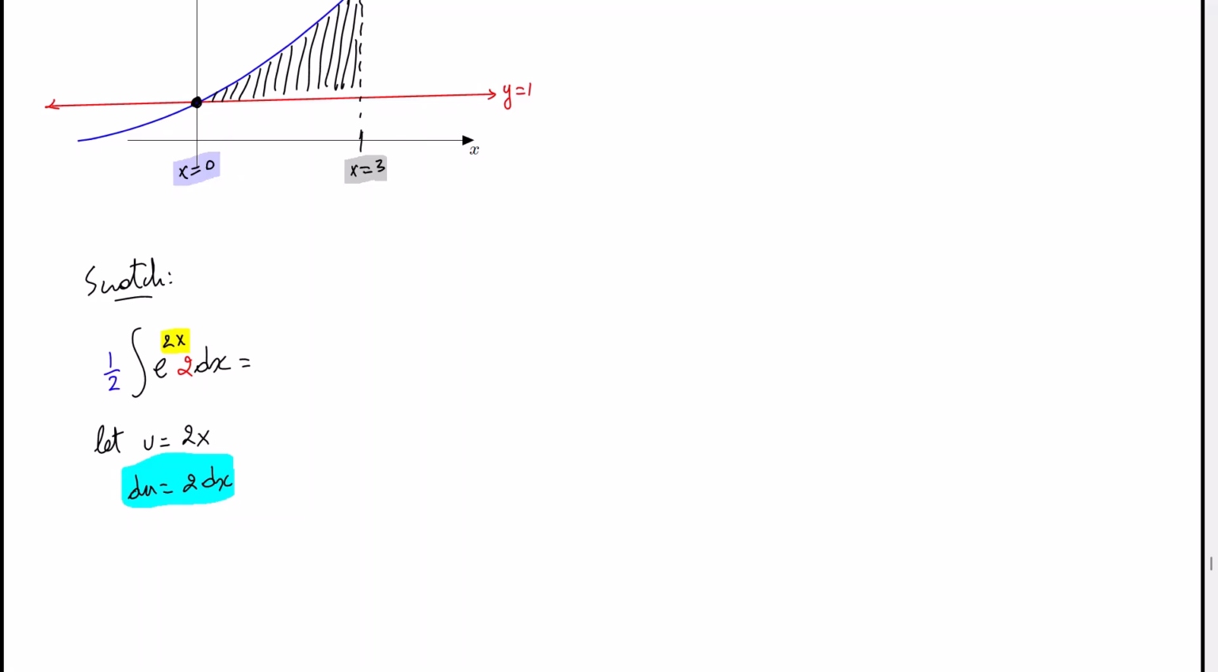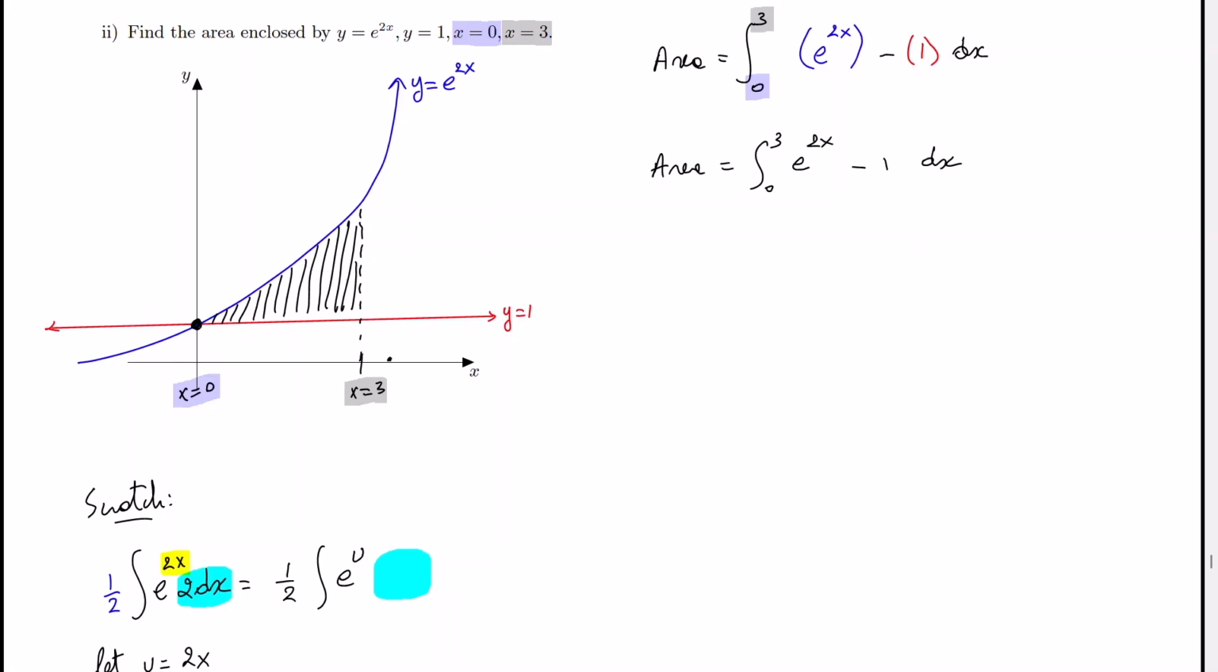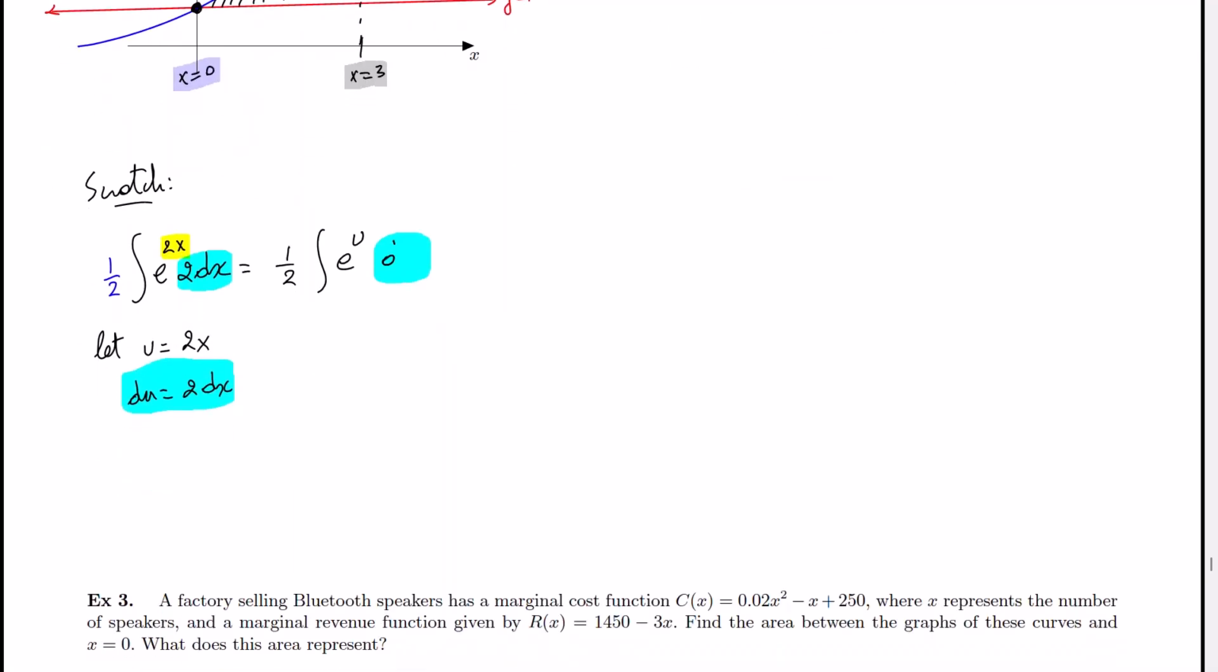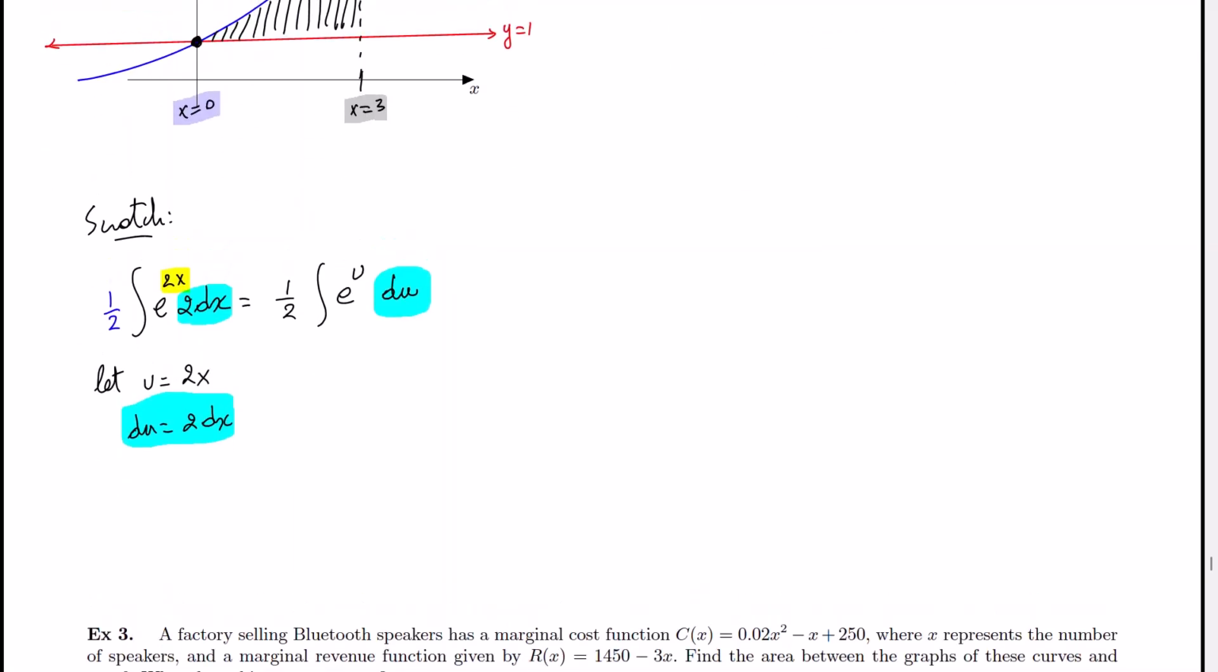So with this in mind, we can now write 1/2 integral of e to the u, and both the 2 and the dx together will give me the du that I need. So we've got the u, we've got the du, and now what's the antiderivative of 1/2 e to the u du? It's 1/2 e to the u plus c, where c is just some kind of a real number.